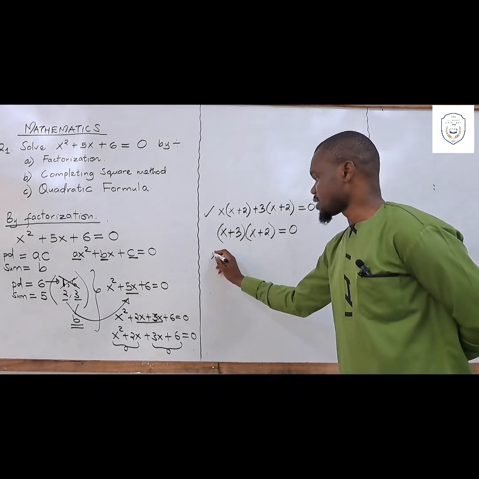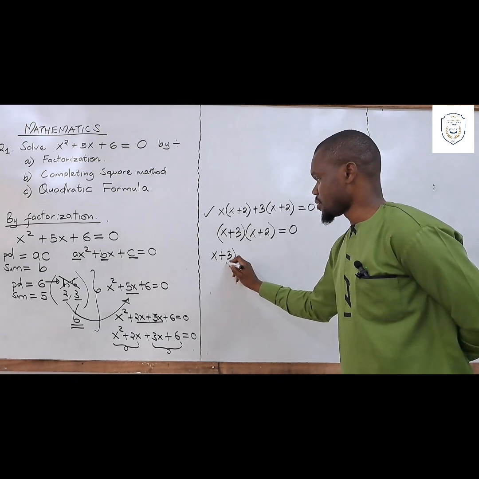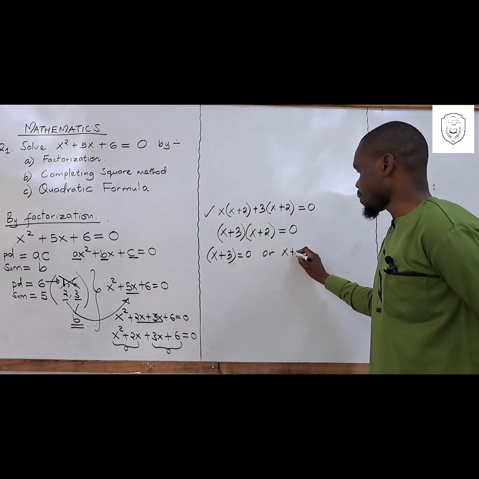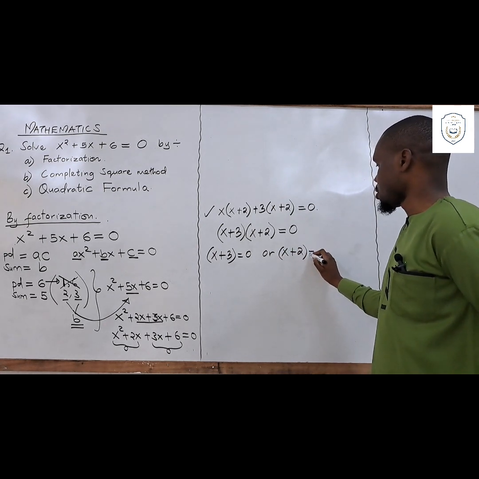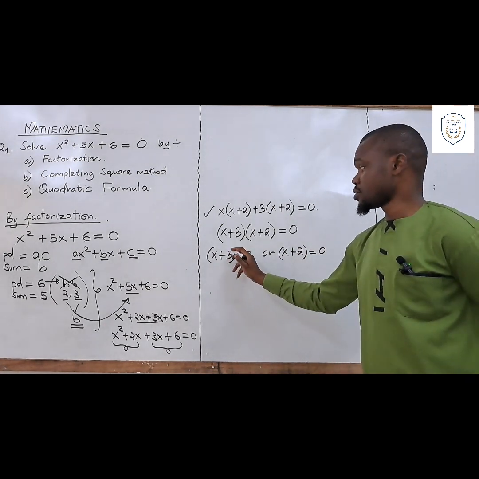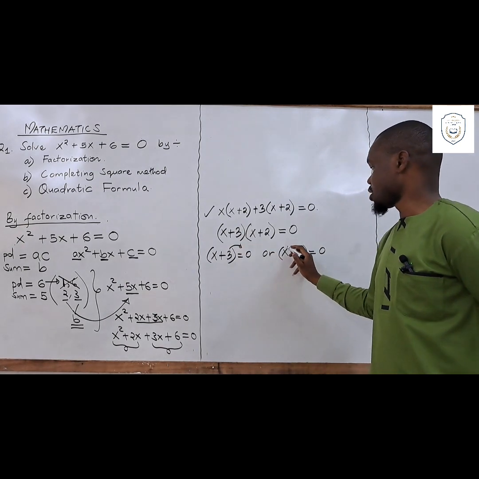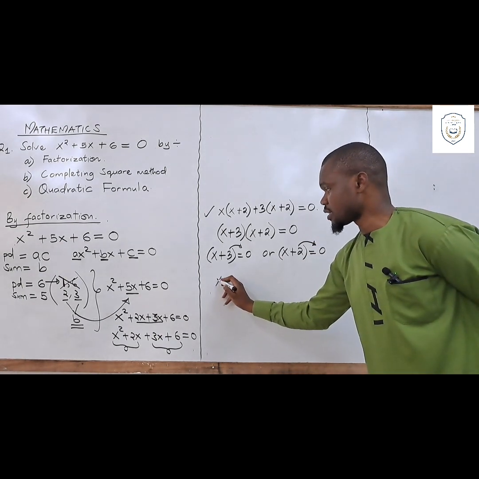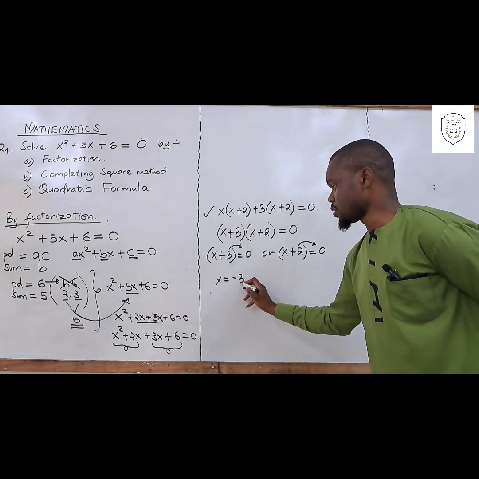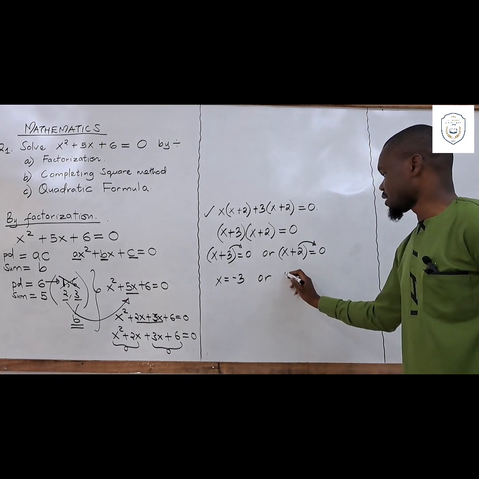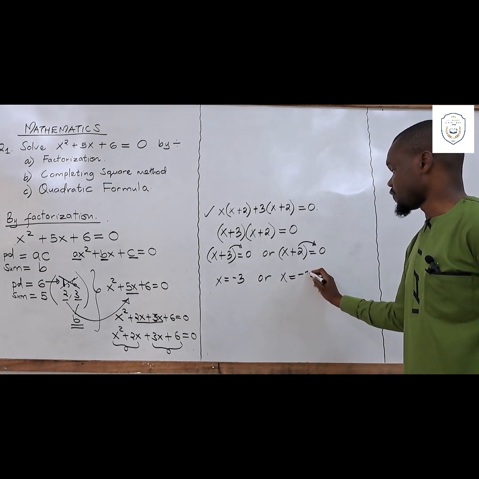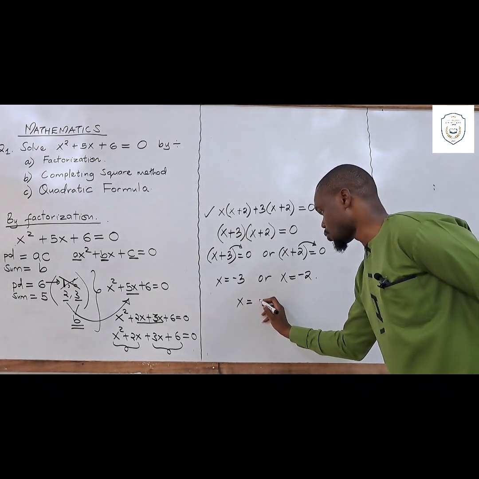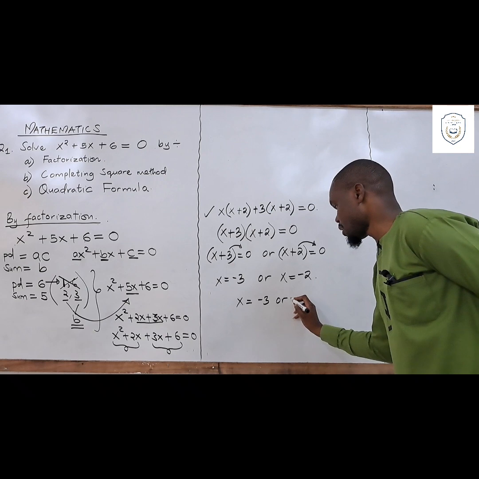And therefore we can say that x plus 3 is equal to 0, or we can also say that x plus 2 could also be equal to 0. And if that is true, we can solve both cases and get the value of x. So here we can say that x equals negative 3, or on this side x becomes negative 2, and therefore x is equal to negative 3 or negative 2.